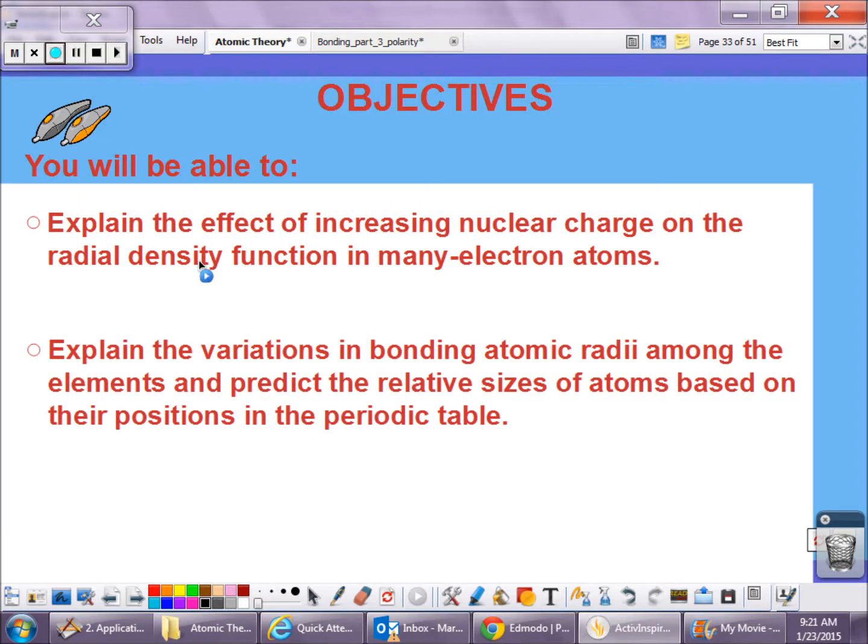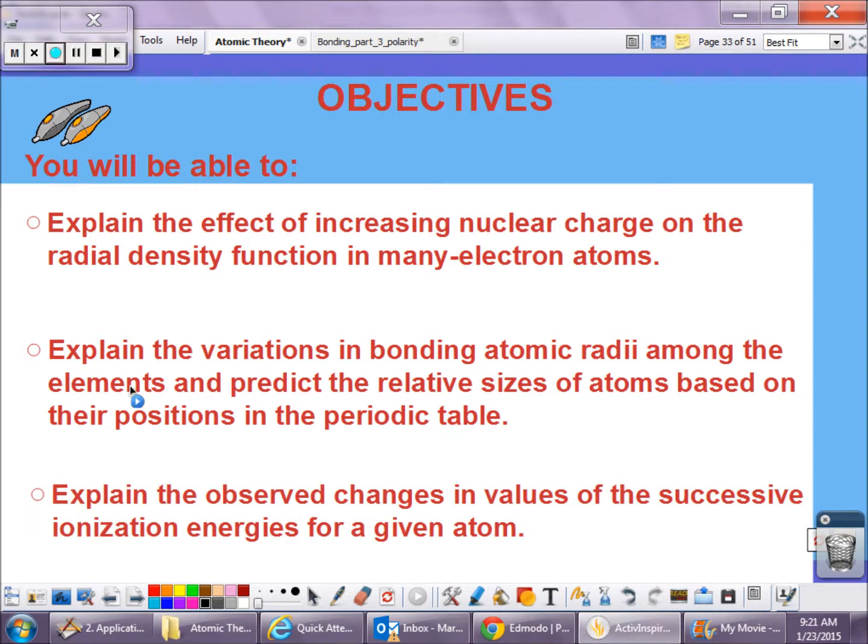Okay, we will explain the variations in bonding atomic radii among the elements and predict the relative sizes of atoms based on their position on the periodic table. We will also explain the observed changes in values of the successive ionization energies for a given atom.